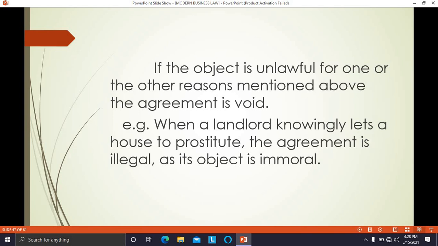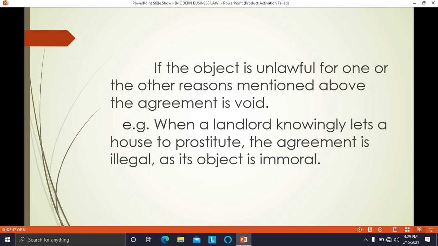Example of it: when a landlord knowingly lets a house to a prostitute and he knows that the prostitute is going to carry on the business of prostitution in that house which he has let. In that case, such an agreement is illegal or immoral. The purpose of that agreement is immoral. Prostitution is immoral. Therefore, that agreement will be illegal and will not be enforceable by law. If the landlord goes to a court of law for any remedy, if anything goes wrong in that agreement, the court will not consider it a valid agreement. It will not be a contract. It will be a void agreement.